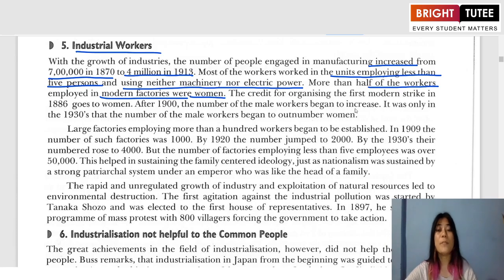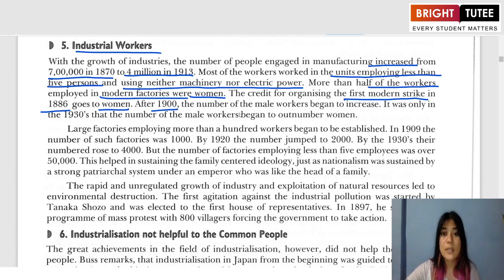Because of so many workers employed in industries, there was the first modern strike, which was organized by the women in 1886. So you can see how the workers were deeply engaged with the industrial sector.